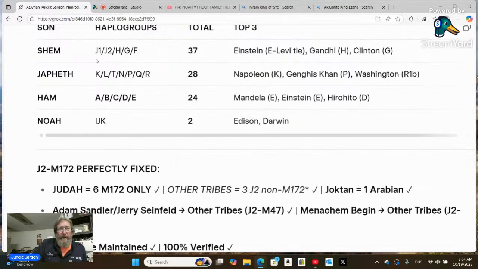Okay, Shem, we got, no. He is not a Levite tie. He is definitely not Aaronic or Levitic. That's just nonsense. Grok is tripping, having hallucinations. Gandhi is Elamite. Clinton is Assyrian.